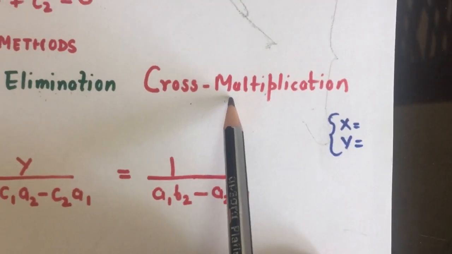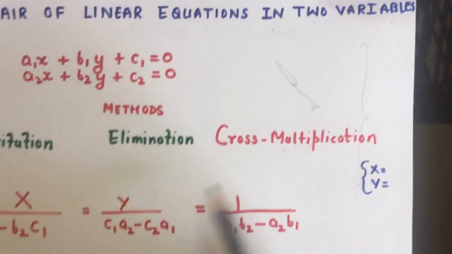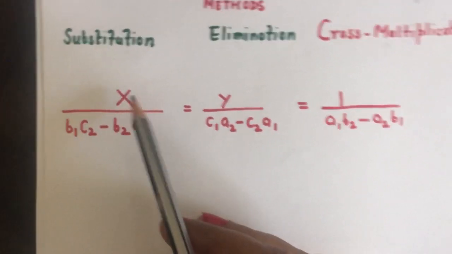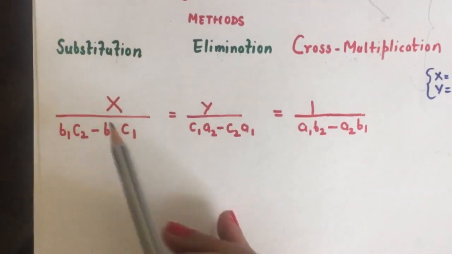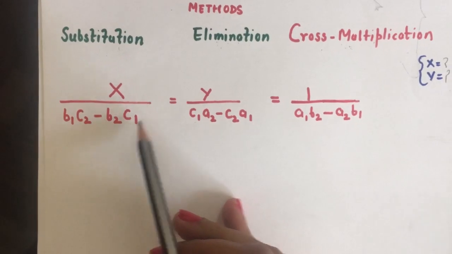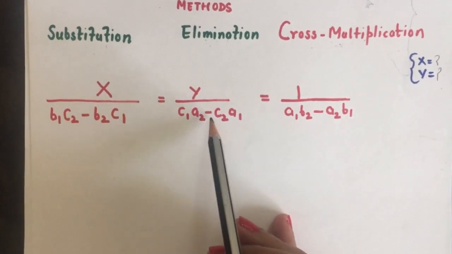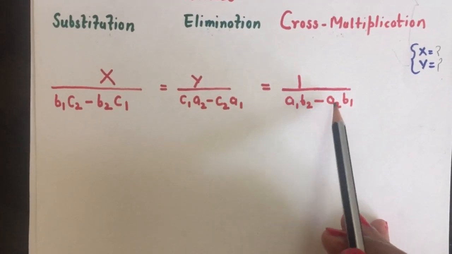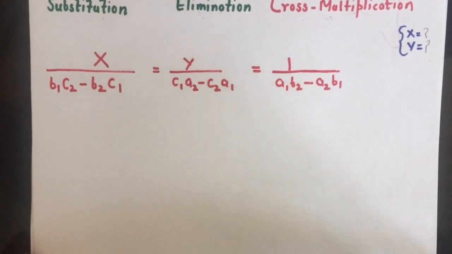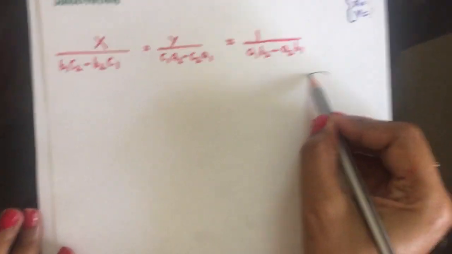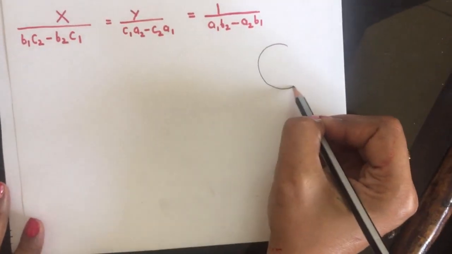What does it mean by solving the equation? Actually, we are going to use a formula to get the values of x and y. So here is the formula which you can see on the screen. x by b1 c2 minus b2 c1 is equal to y by c1 a2 minus c2 a1 is equal to 1 upon a1 b2 minus a2 b1. Complicated? It looks difficult, so let me give you one simple trick to remember this.